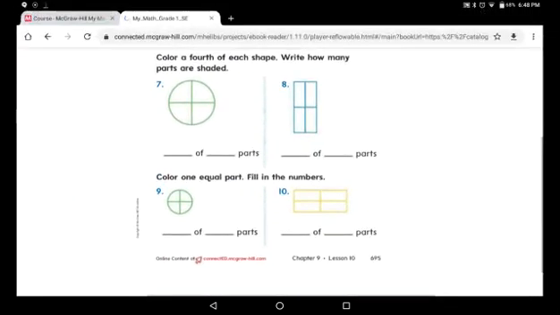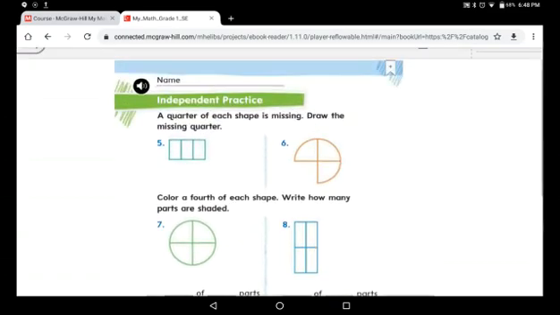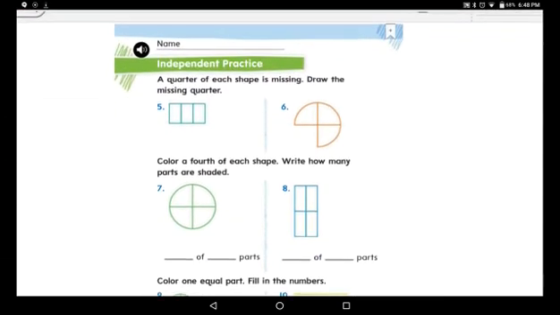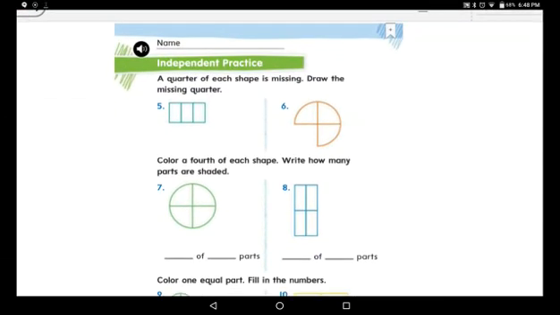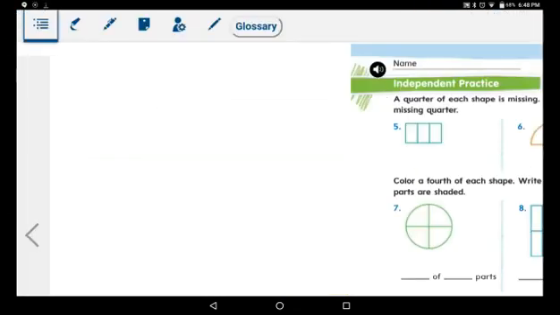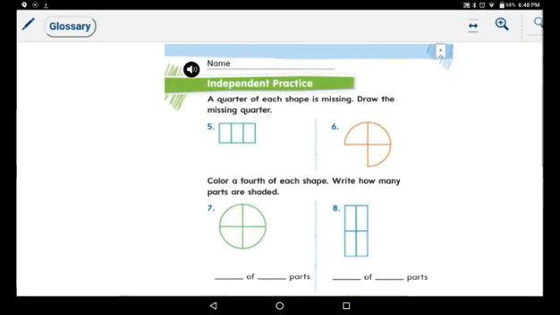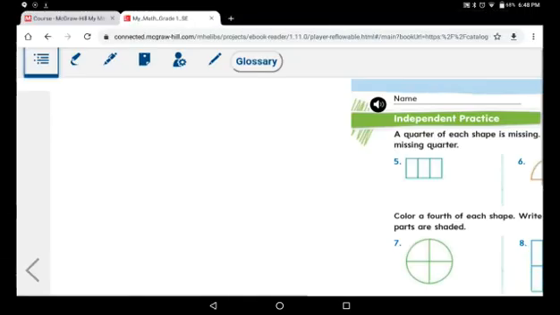Now I will read it for you. You need to do it by yourself. Okay, my dear? A quarter of each shape is missing. Draw the missing quarter. Look, I have 1, 2, 3. I have missing a quarter. Where is the missing quarter? You need to draw one more. One more rectangle next to this.